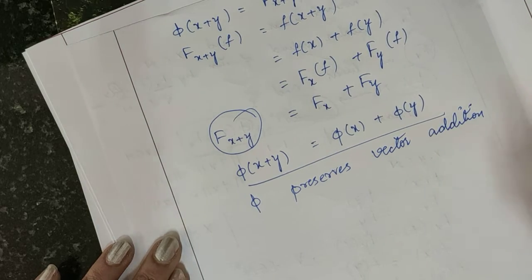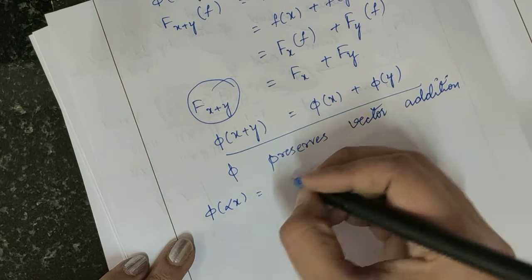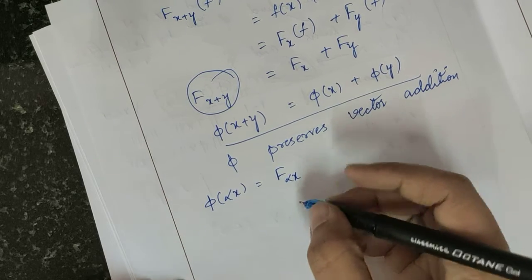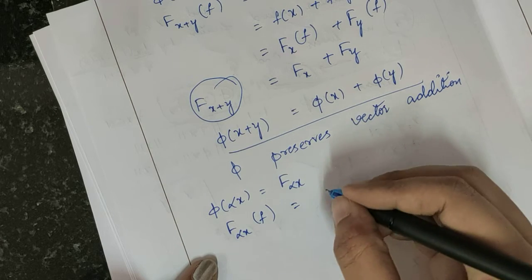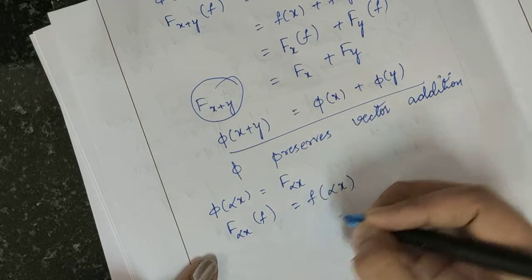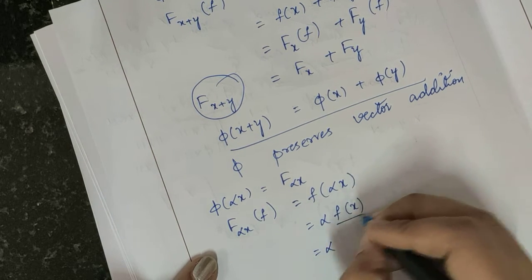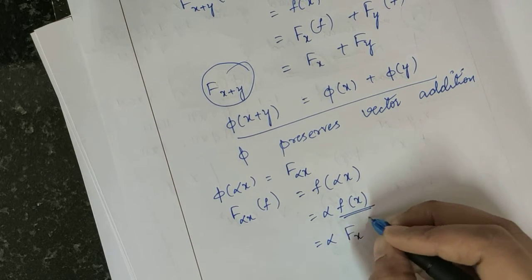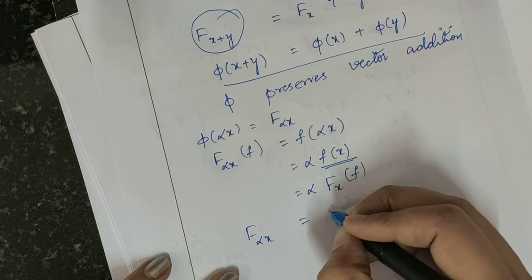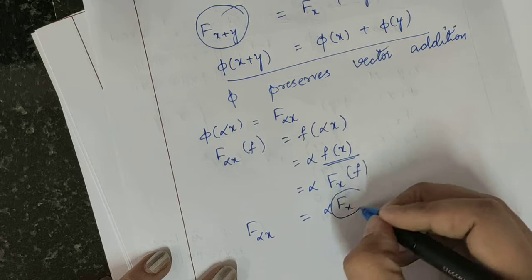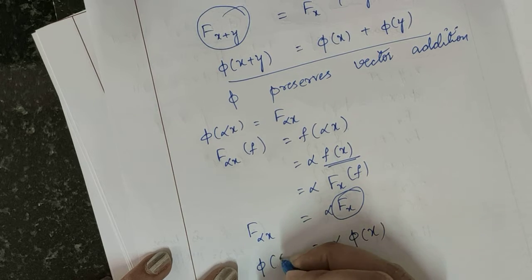Similarly, we have to prove the condition for scalar multiplication, right? For that I will consider phi of alpha x, which will be equal to f_{alpha x}. So if you operate f, f_{alpha x} of f can be rewritten as f of alpha x. Since f is linear, this is nothing but alpha into f of x. And f of x is nothing but f_x of f. So we can write f_{alpha x} is equal to alpha into f_x, and f_x is nothing but phi of x. f_{alpha x} is nothing but phi of alpha x.